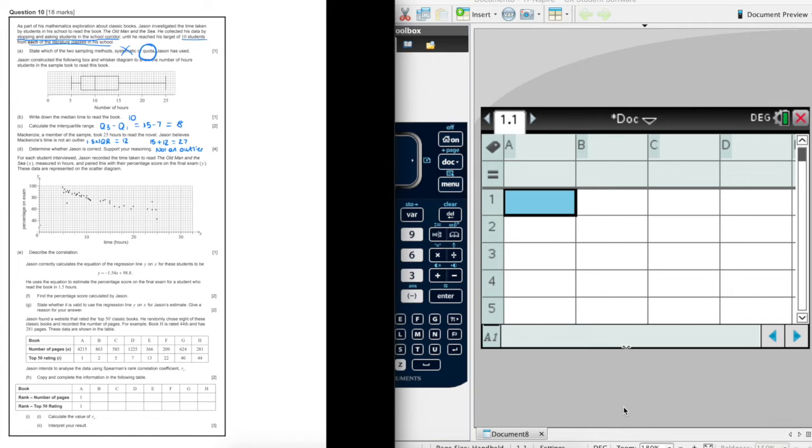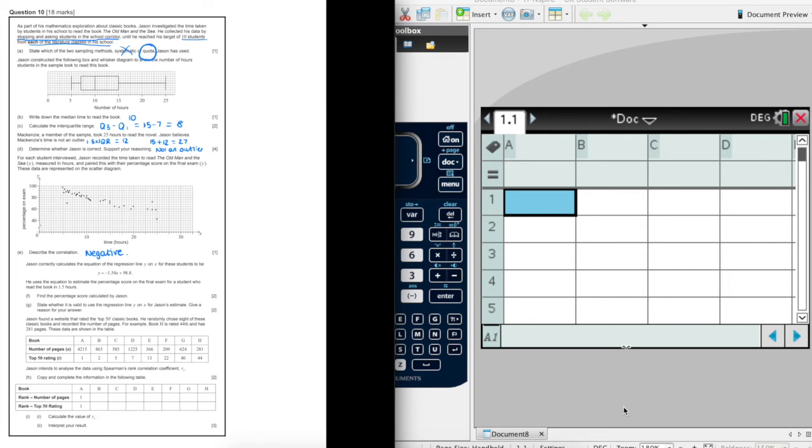And then for each of the students interviewed, they've recorded the time and they've recorded the percentage that they scored in the exam. Okay, so we're trying to describe the correlation, and the correlation there, the key word that I'm looking for is negative. Okay, we can see that it's a negative correlation where the data has got a negative gradient. Okay, positive would be increasing.